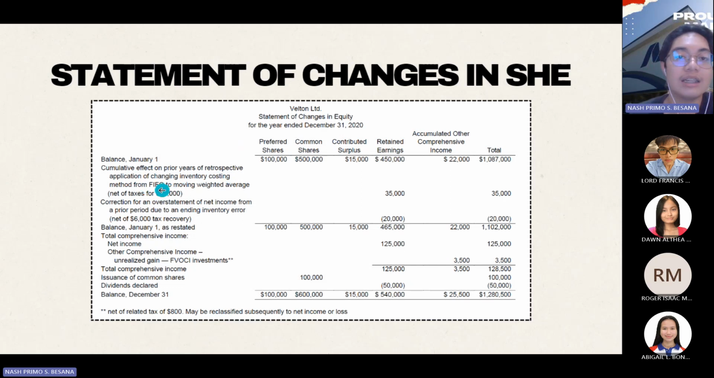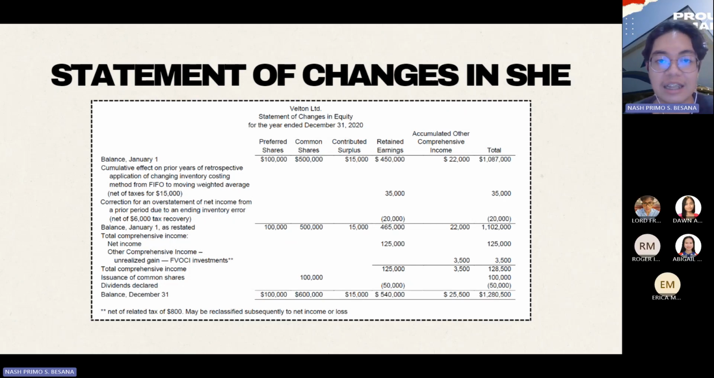So an example of change in policy is, for example, gumagamit ng FIFO inventory costing method si company. Tapos ginawa niyang weighted average. So magkakaroon ng changes sa amounts ni inventory. Kaya mababago si retained earnings. And then ito, a prior period error na overstated daw. Overstated si net income, overstated si inventory. So kapag overstated asset, binabawasan. So kaya deduct 20,000 retained earnings.